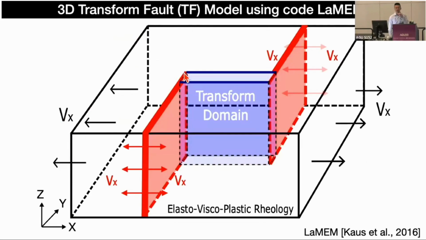To address that, we built a 3D model using the code LaMEM. It simulates elastoviscoplastic rheology, and on the two side boundaries, we stretch with a half spreading rate, Vx. We also implement mid-ocean ridge spreading with dike widening. These two segments are offset, and in between them a transform fault arises spontaneously due to plastic deformation.